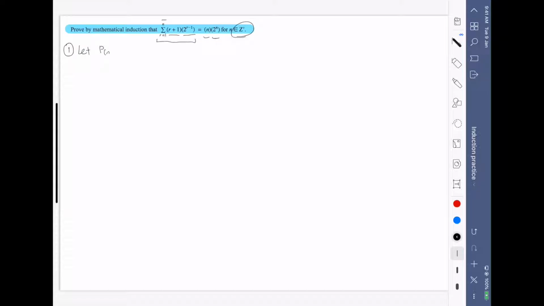Let P of n conjecture that the sum of (r plus 1) times 2 to the power of (r minus 1) from r equals 1 to n equals n times 2 to the power of n for n being a part of the positive integers. Then in step 2, we check with one of the numbers in the conditions. Now, because it's a positive integer, we'll be using n equals 1.